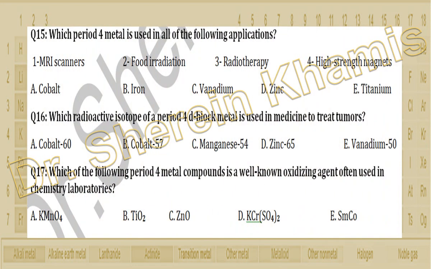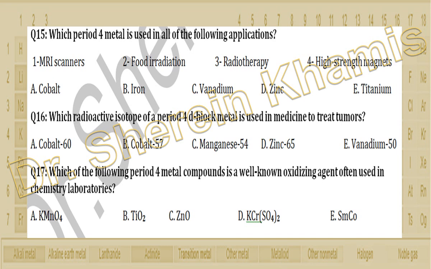Question 15 says, which period 4 metal is used in all of the following applications? We have MRI scanners, scanners, and food irradiation, radiotherapy. This means treatment using radiation, with high strength, very powerful magnets. This is a result that you must know. We have cobalt, iron, vanadium, zinc, and titanium. It's a very strong magnet.